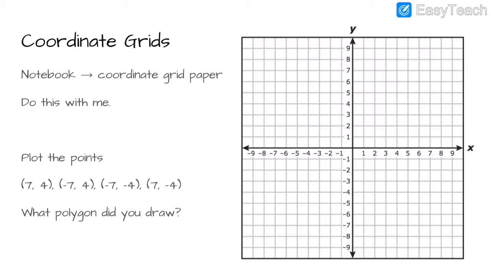Okay, so now we've got some 7s and some 4s. So 7, 4, to the right 7, 1, 2, 3, 4, 5, 6, 7, and up 4, 1, 2, 3, 4. Next one is -7, 4, so to the left, 1, 2, 3, 4, 5, 6, 7, and up 4, 1, 2, 3, 4.